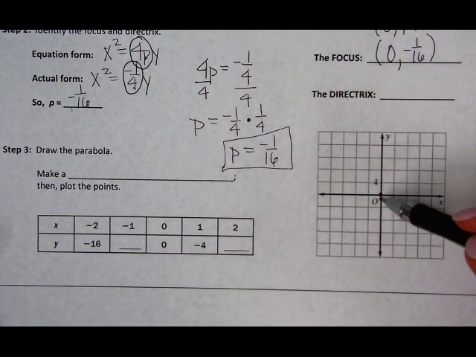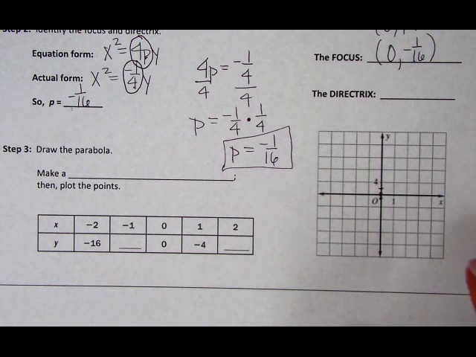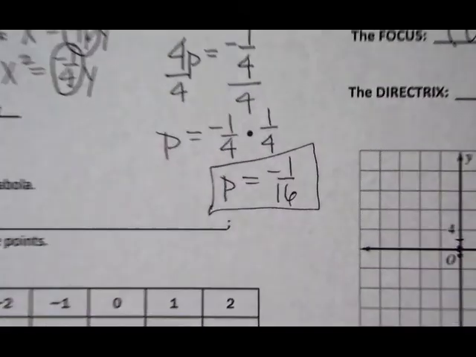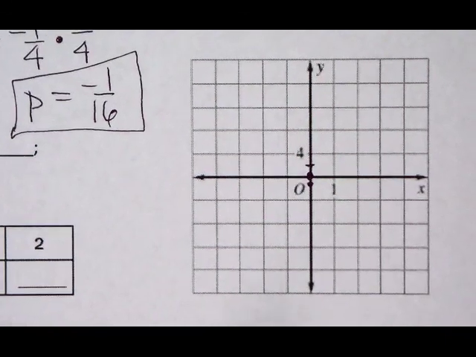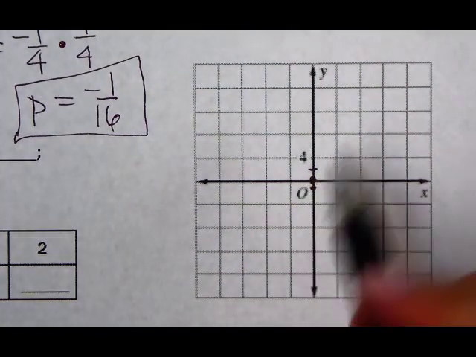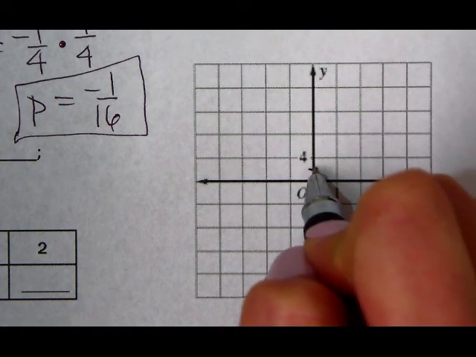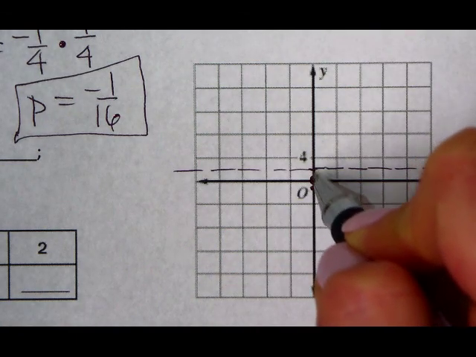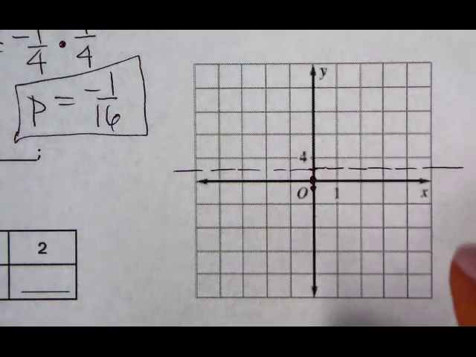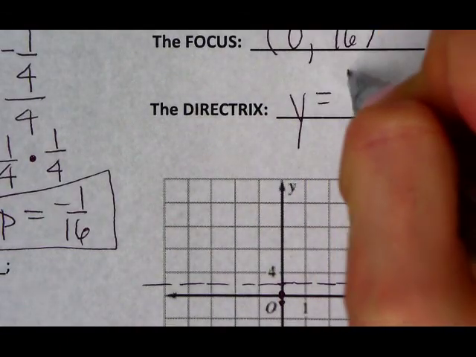Which means my directrix is going to be the same distance above my vertex. So if I scroll in there, I don't know if I'll be able to zoom in enough. Let's see. Zoom in. Okay. So my directrix is going to be the line perpendicular to this axis of symmetry, the same distance away from my vertex above as my focus is below. So my directrix is going to be the line y equals 1/16.